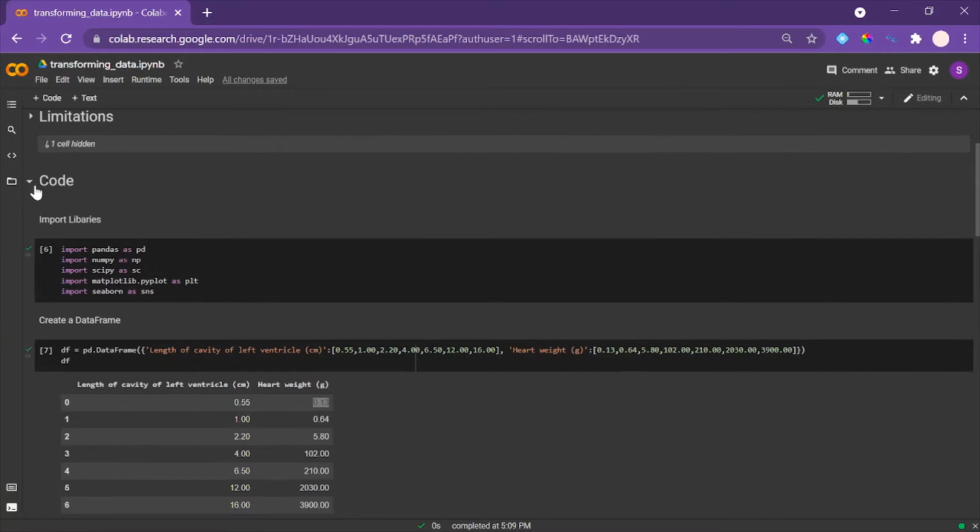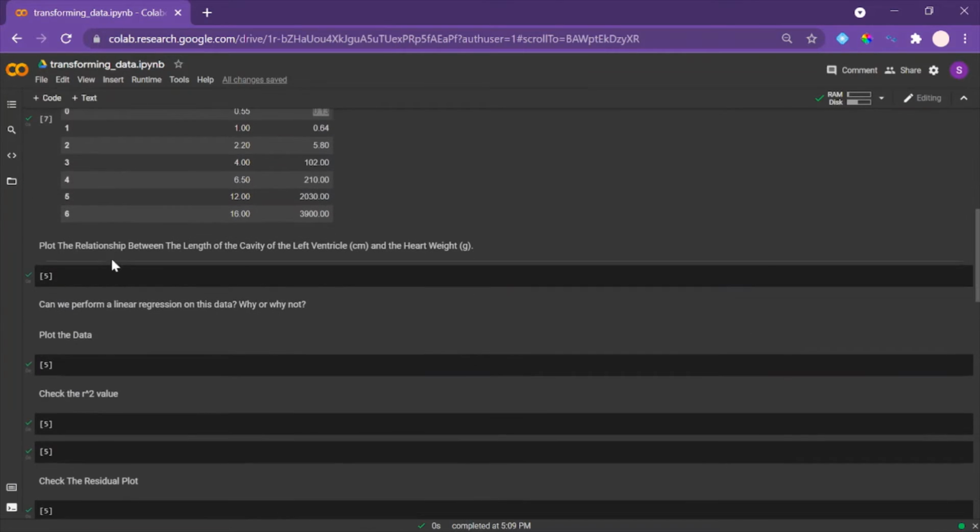Okay, so after you run the data frame, we're going to plot the relationship between the length of the cavity of the left ventricle and the heart weight. So again, when you have two quantitative numbers and you want to plot a relationship between them, you want to use a scatter plot. So we're going to use Seaborn to do that. So we're going to do seaborn.scatterplot.